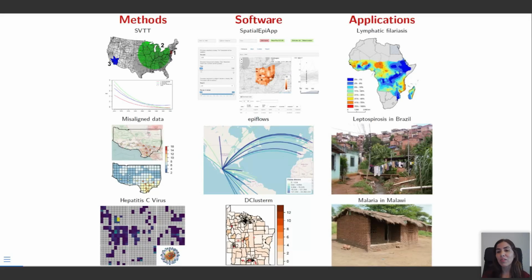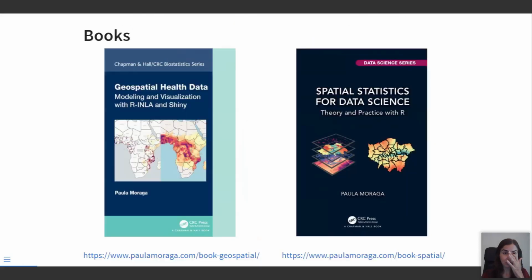I have developed methods to understand spatial and spatiotemporal patterns of diseases such as malaria in Africa, leptospirosis in Brazil, and cancer in Australia. I've also developed a number of R packages for baseline disease mapping, detection of clusters, and risk assessment of travel-related spread of disease. And I'm the author of the books Geospatial Health Data and Spatial Statistics for Data Science.